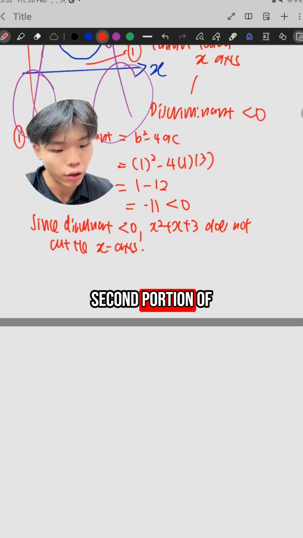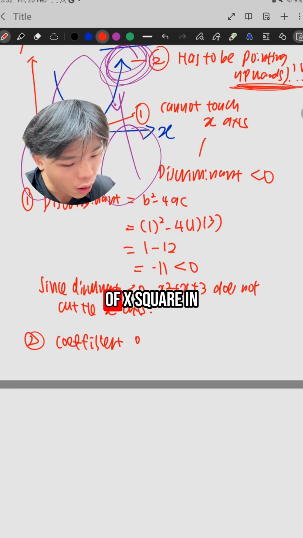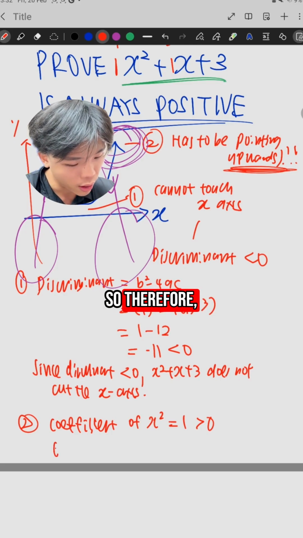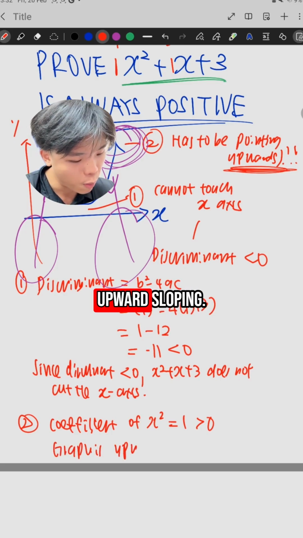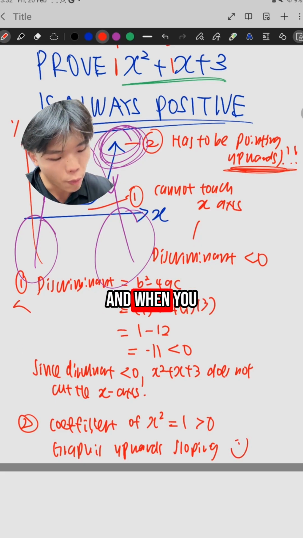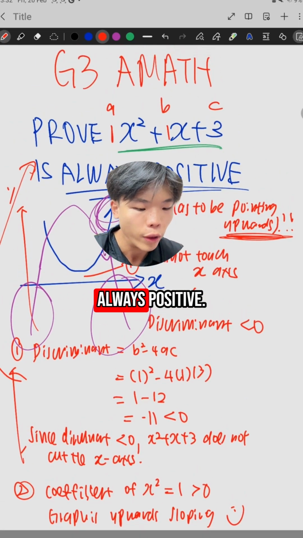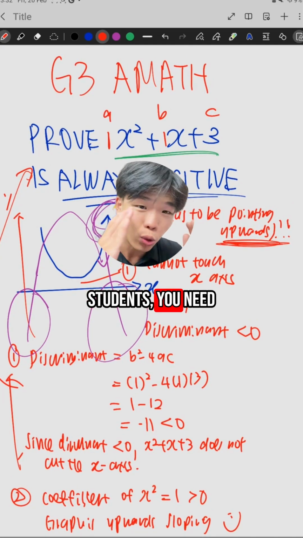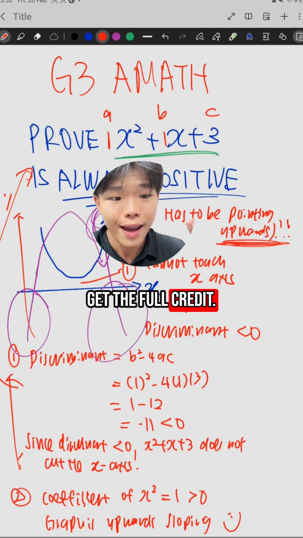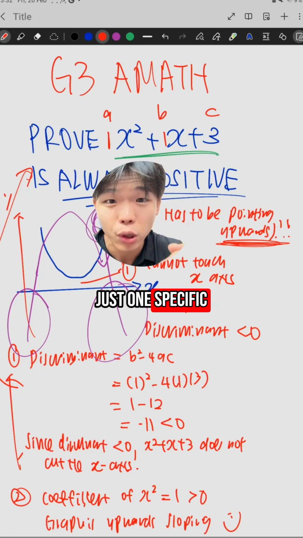Therefore, in the second portion of your answer, you have to state that the coefficient of x squared in this case is 1, which is positive. So therefore, the graph is upwards sloping. It's a happy face. And when you combine 1 and 2 over here, that is how you prove that x squared plus x plus 3 is always positive. So to all G3 A Math students, you need to always have these two answers inside your entire answer to get the full credit. This chapter is one of those big chapters where there are a lot of different question types, and this is just one specific question type that could come out.